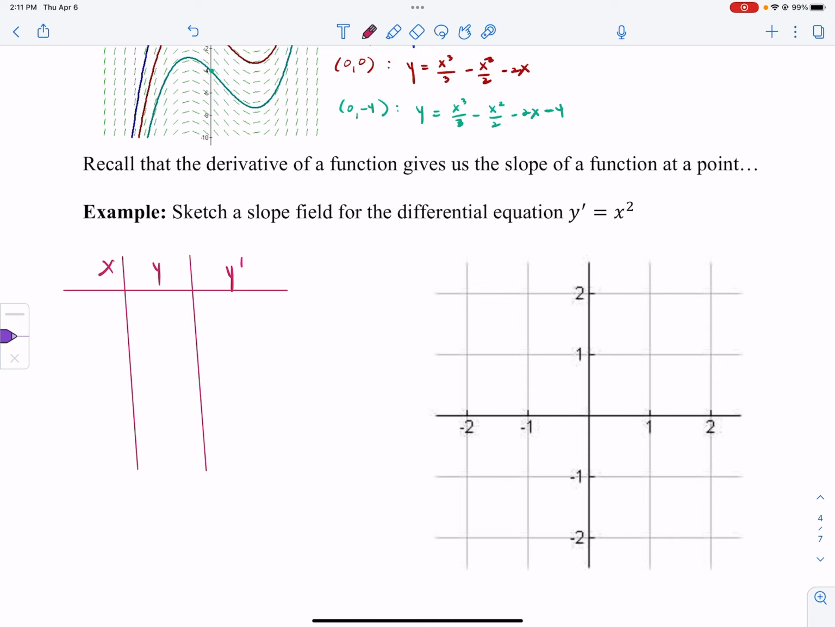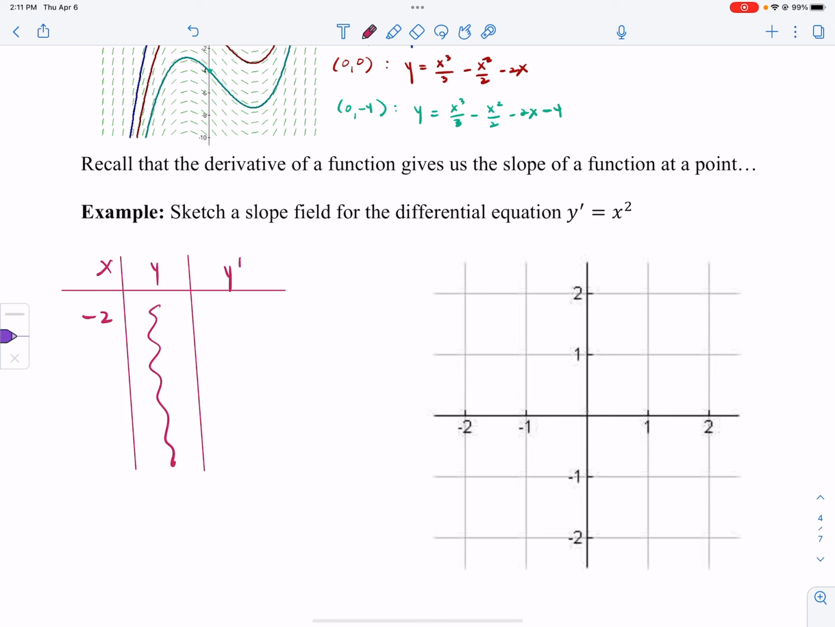Okay, well, notice that in this differential equation, there's no y. So y prime is only dependent on x. So it doesn't matter the value of y, it just matters the value of x. So we can choose different x values here. When x is equal to -2, y prime would be equal to 4. Well, that's a pretty steep slope.